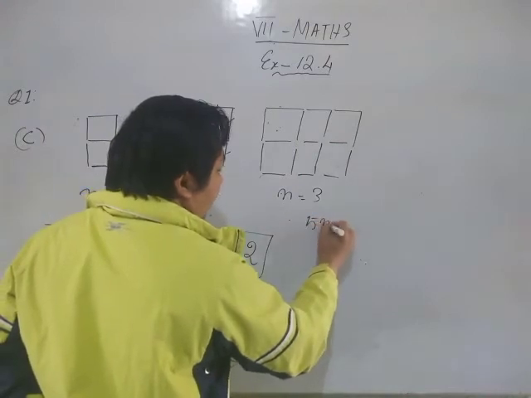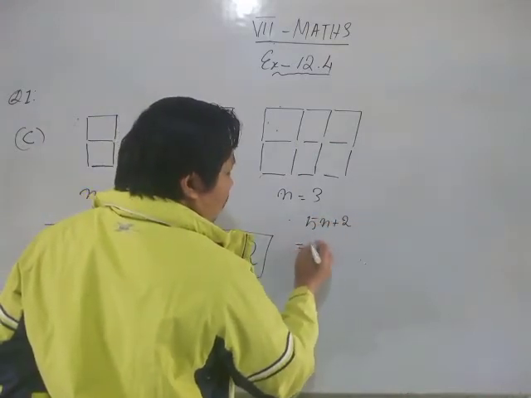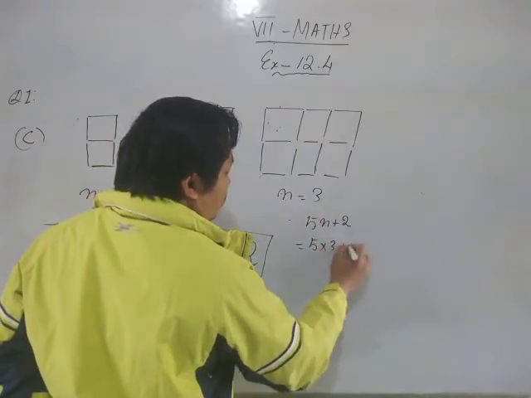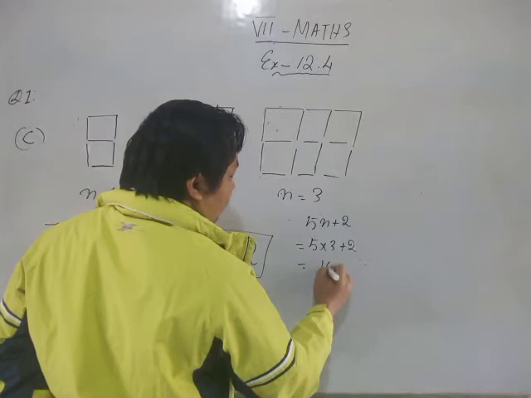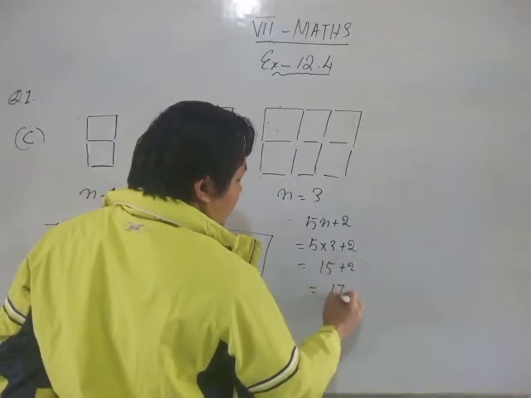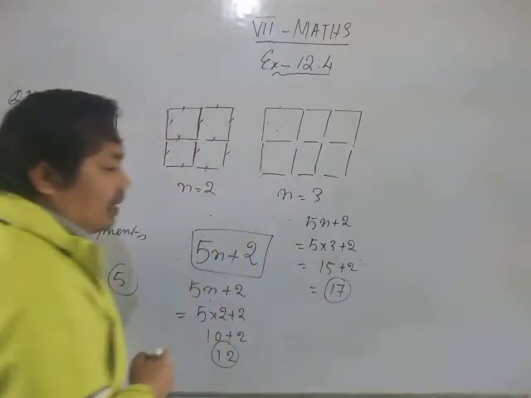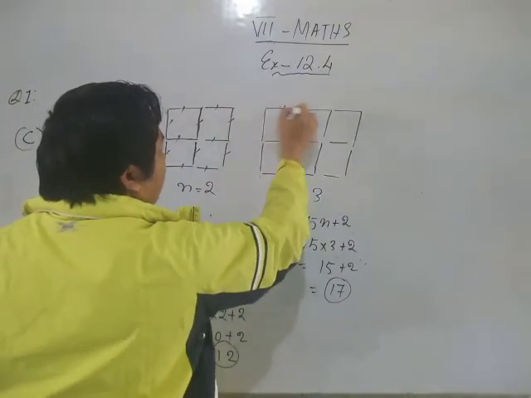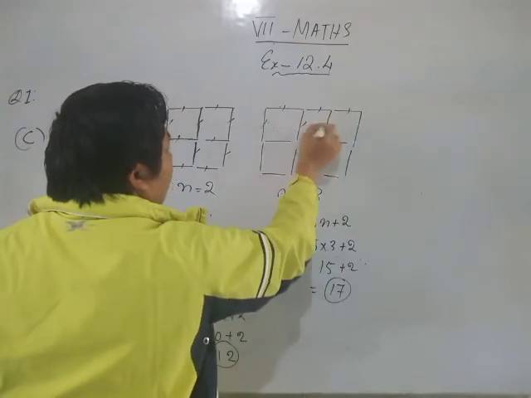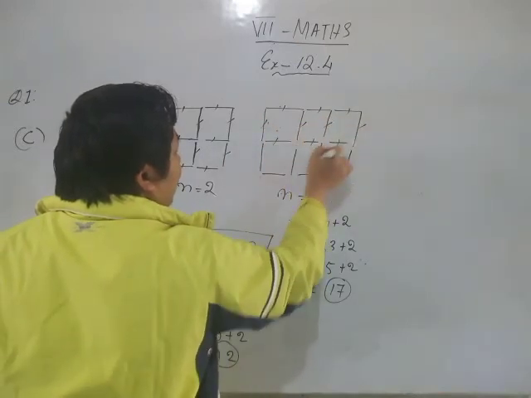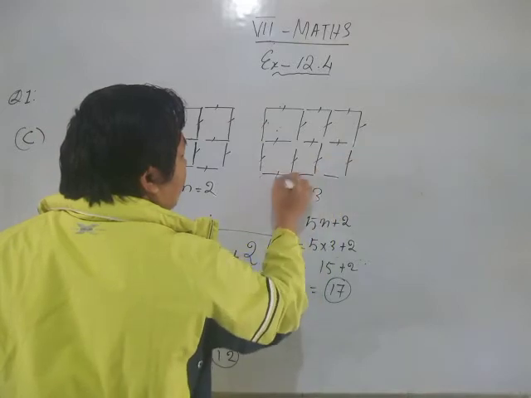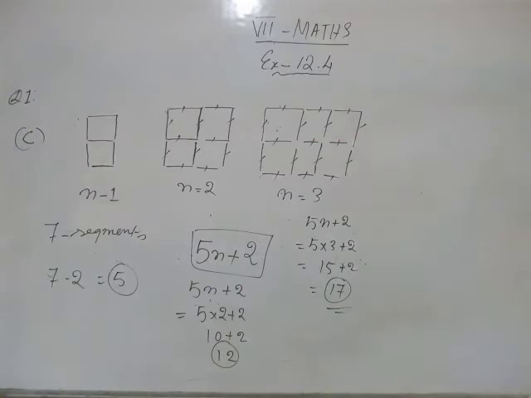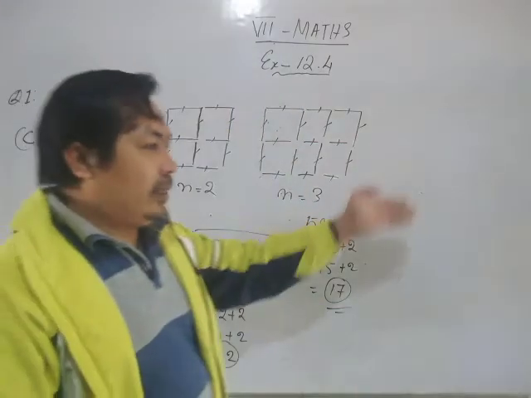We are going to take 5n plus 2, isn't it? With n as 3, 5 threes are 15 plus 2. That means 17 segments are required. So let us see whether it is 17 or not: 1, 2, 3, 4, 5, 6, 7, 8, 9, 10, 11, 12, 13, 14, 15, 16, 17. Yes, 17 segments are required for these 3 patterns, and likewise for 4 patterns, 5 patterns, 6 patterns.